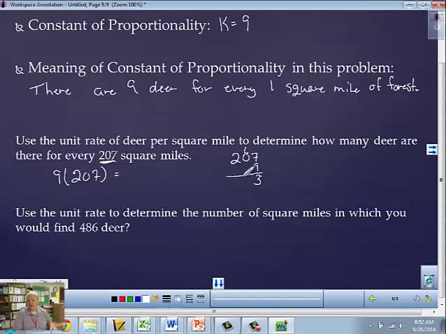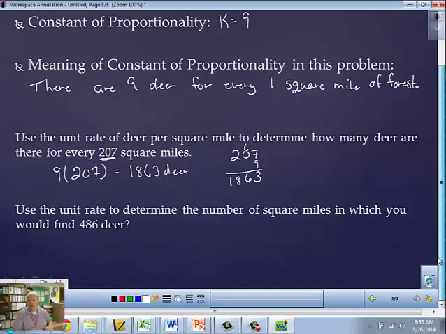My 6 up here. 9 times 0 is 0 plus 6 is 6. And 9 times 2 is 18. So I have 1,863 deer in 207 square miles. Let's do the same thing and find it out for 400.